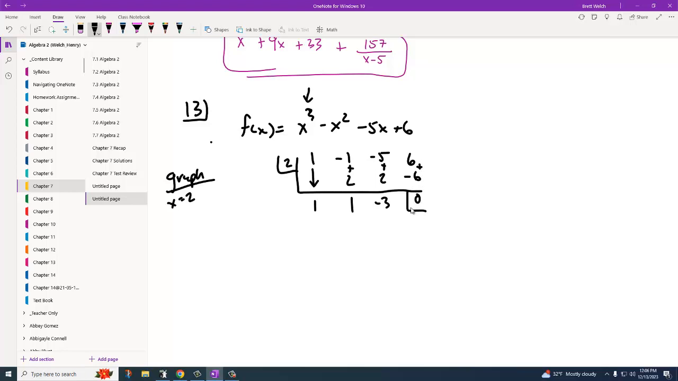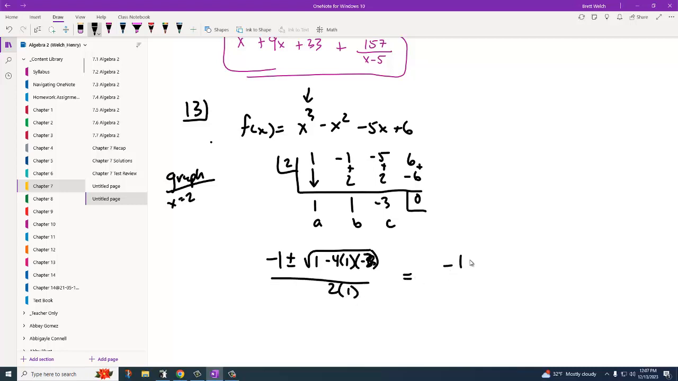Because I'm looking for 2 more answers, right here I can use the quadratic formula with A, B, and C. If I was only looking for 1, there's an easier way to do it, but quadratic formula on these 3 values will always work. So in this case, negative b is negative 1 plus or minus the square root of b squared. That'd be 1 minus 4 times a, which is 1, times c, which is negative 3, all over 2 times a, which is 1.